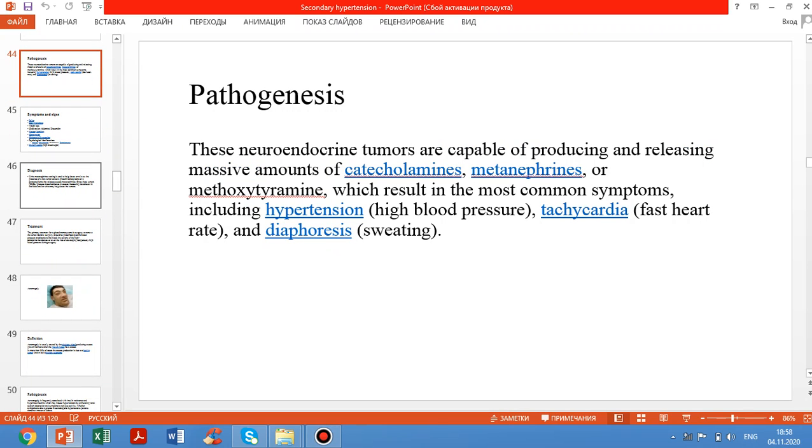Pathogenesis: these neuroendocrine tumors are capable of producing and releasing massive amounts of catecholamines, metanephrines, or methoxytyramine, which result in the most common symptoms including hypertension, tachycardia, and diaphoresis.